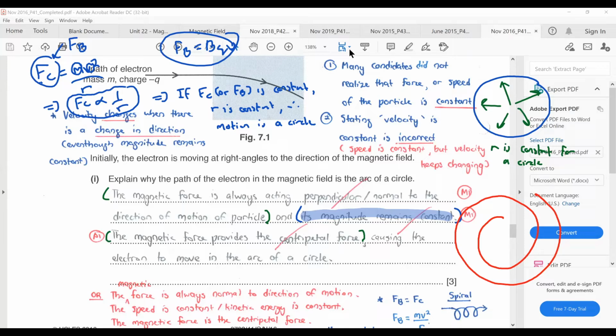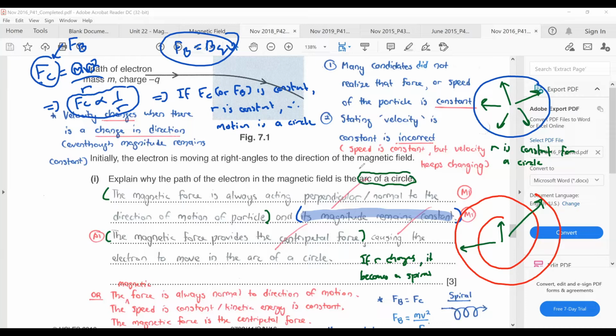So when you try to see the radius, you see this radius is different from this radius is different from this radius. So if r changes, it becomes a spiral. Okay, so here they want you to explain why it moves in the arc of a circle, specifically why it moves in a circle.